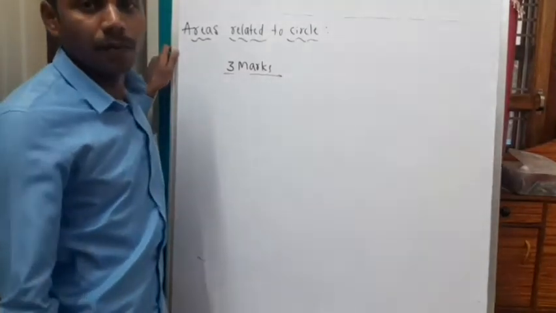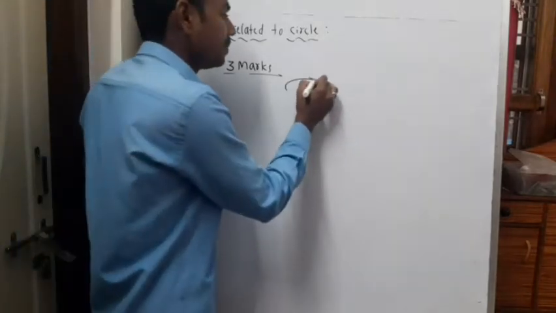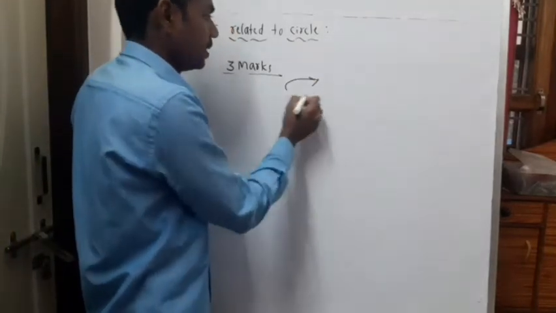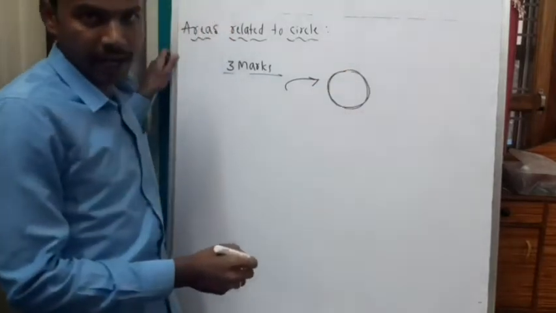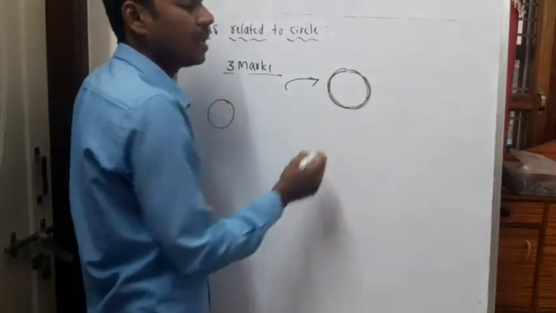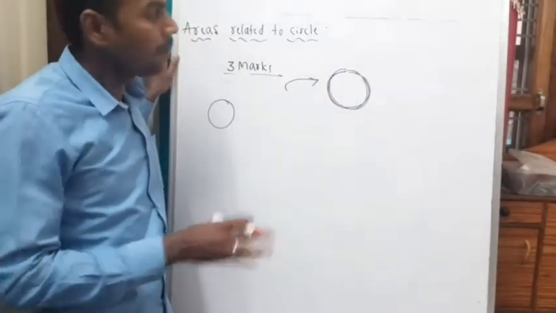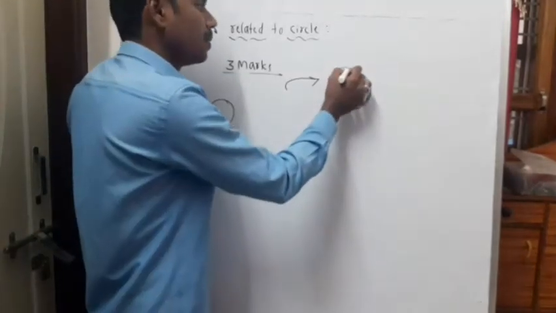And why we need to study the areas related to circle, because most of the things which surround us resemble the shape of a circle, like wheels or anything else. Those are in the shape of a circle, and it is important for us to know the area of a circle.